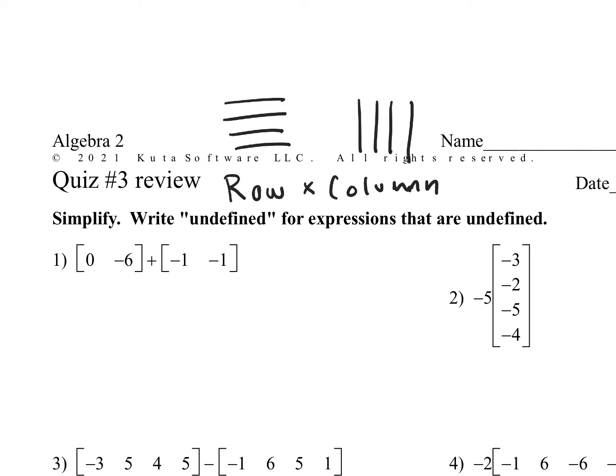So for the first one, how many rows do we have in our first matrix? One row, and how many columns? And in the second matrix, how many rows? How many columns? All right, let's add them.